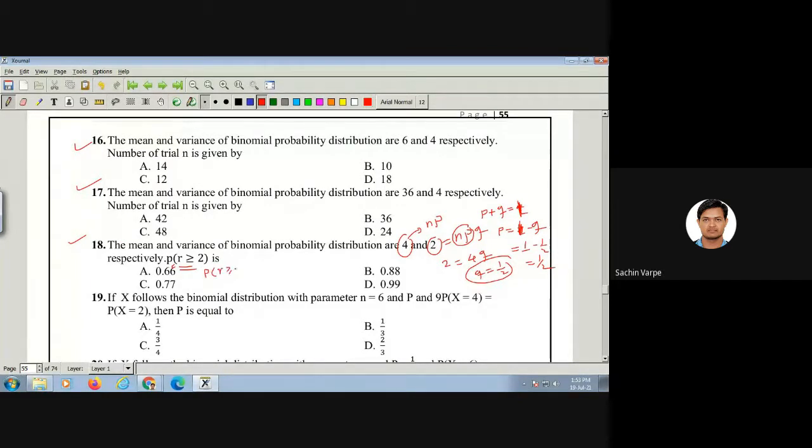What will this be for r greater than or equal to 2? P of r greater than or equal to 2 can be written as 1 minus P of r strictly less than 2. So that is 1 minus, P of r equal to 0 plus P of r equal to 1. Substitute this, and you'll get the option. p is half and q is half. Substitute into the binomial formula, and you'll get the option.